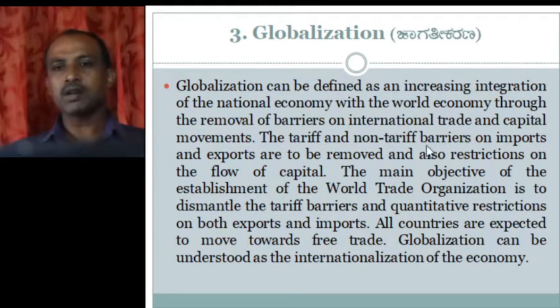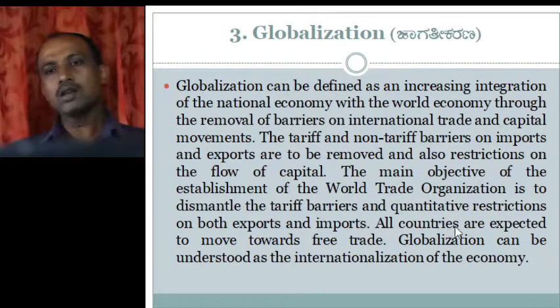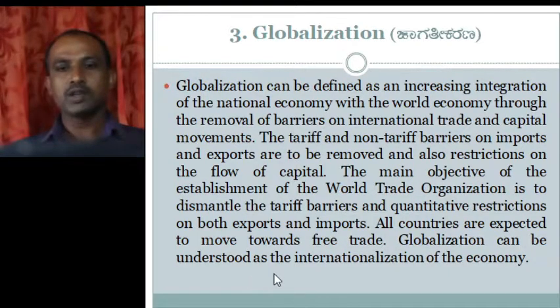The tariff and non-tariff barriers on imports and exports are to be removed, and also restrictions on the flow of capital. The main objective of the establishment of the World Trade Organization is to dismantle the tariff barriers and quantitative restrictions on both exports and imports. All countries are expected to move towards free trade. Yes, and globalization can be understood as the internationalization of the economy.